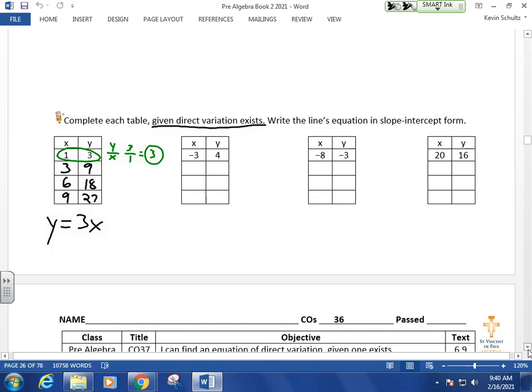Okay, Aiden. Could you put 7, 21 in there? 7, 21 would work as well. Yep. You kind of get to be a little bit creative here as far as the ordered pairs you pick, but it's got to follow that original constant of variation. So for this next one here, -3 and 4, y divided by x equals 4 divided by -3, which, since it can't be simplified, gives us -4/3.